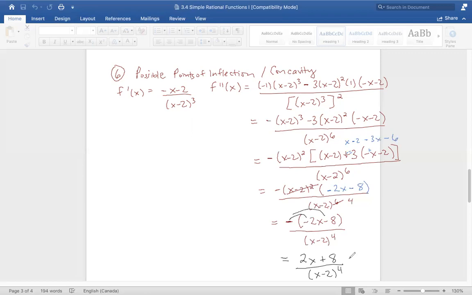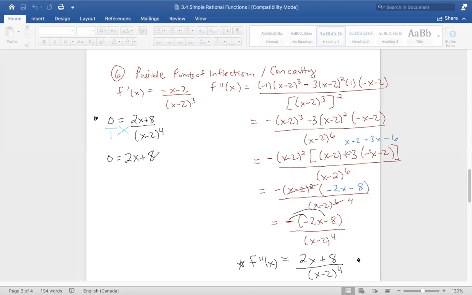And then we've got our second derivative. So this is our final second derivative. We're going to set that equal to 0, right? So I'm just moving it back up here and setting it equal to 0. So 0 equals 2x plus 8 over x minus 2 to the power of 4. Again, same thing: if I was to cross multiply, I'm really ending up with 0 equaling the numerator, which is nice.